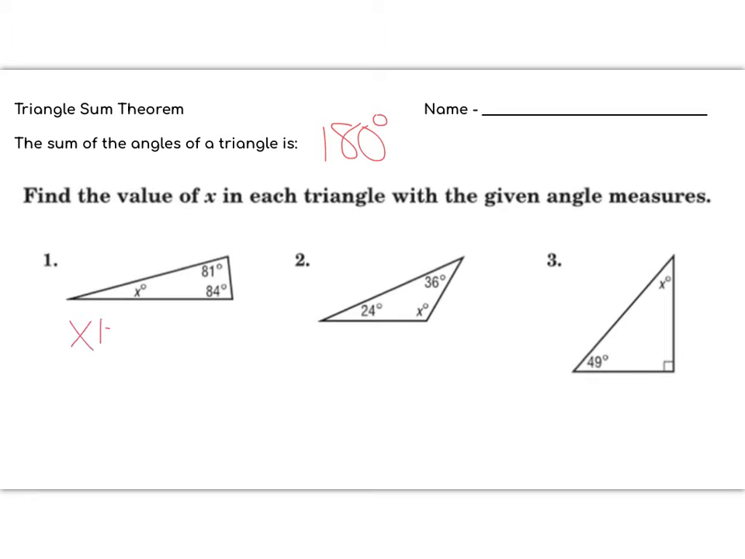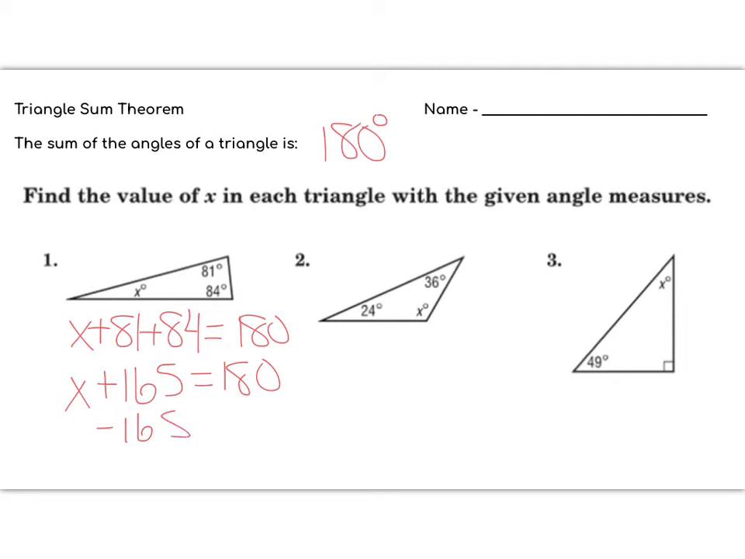You would say x plus 81 plus 84 equals 180. This is just a simple little equation. 81 plus 84 is 165. So this is a one-step equation. We're going to subtract 165 from both sides, and we get x is 15. Now, that's the fancy algebraic way to show it.